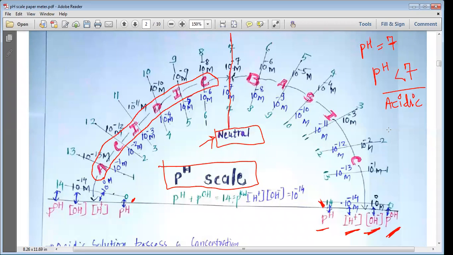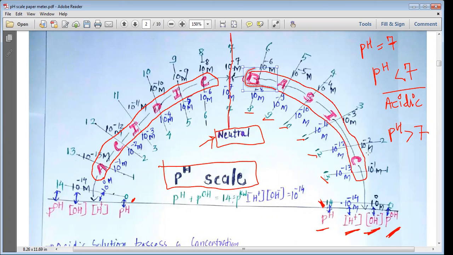If the pH is greater than 7, that means 8, 9, 10, 11, 12, 13, 14, what kind of solution does it represent, my dear students? Will you please answer what kind of solution it is if the pH is greater than 7? Basic. Yes. So when your pH is greater than 7, we will have a basic solution. This is how we understand the basic thing about the pH scale.